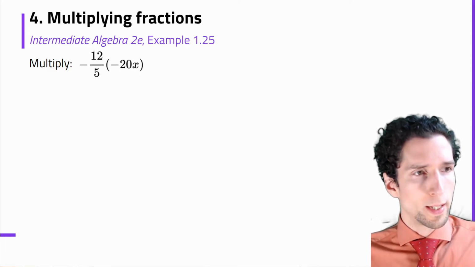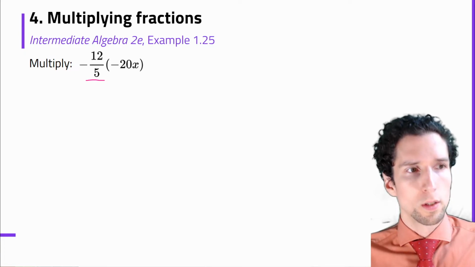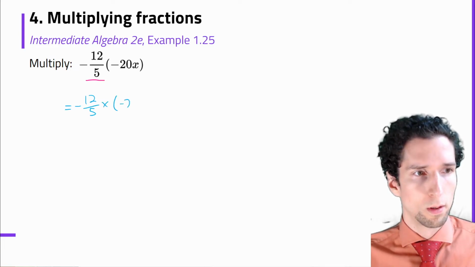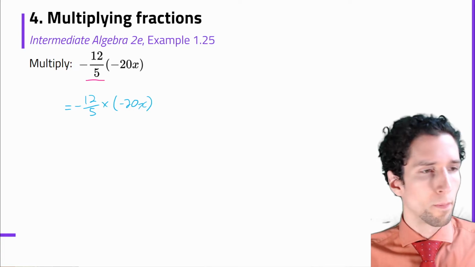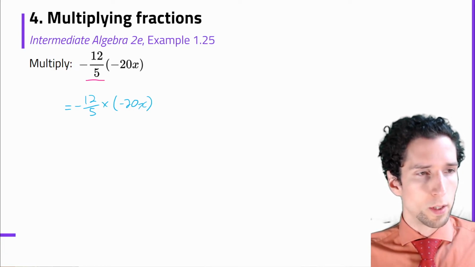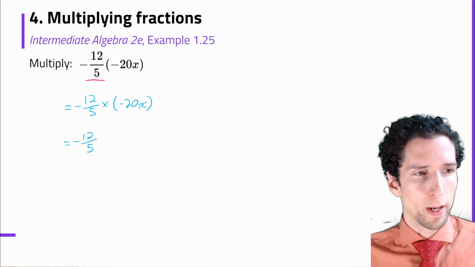All right, so negative 12 over 5 times negative 20x. Hopefully we all recognize that this is actually a multiplication happening here. So times negative 20x. It is just the 12 times the 20x there, but just in case, we can always take something like this and rewrite it as a fraction.